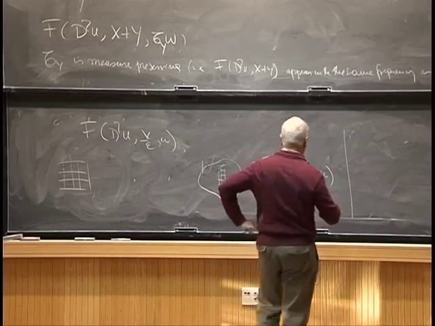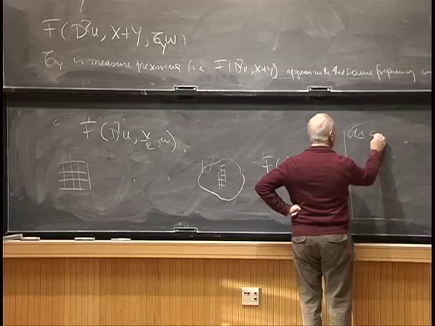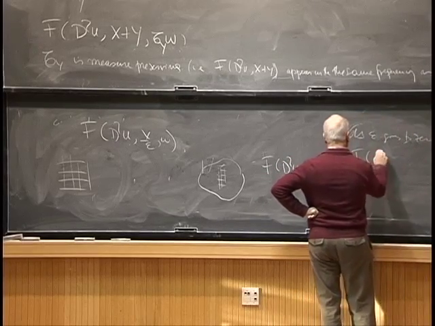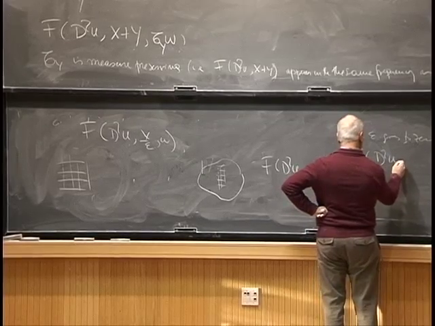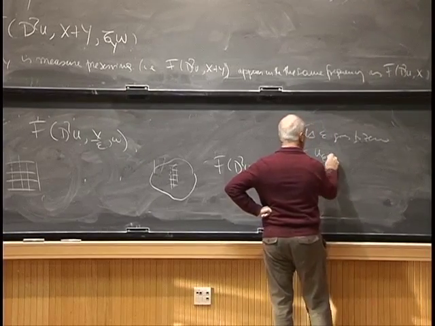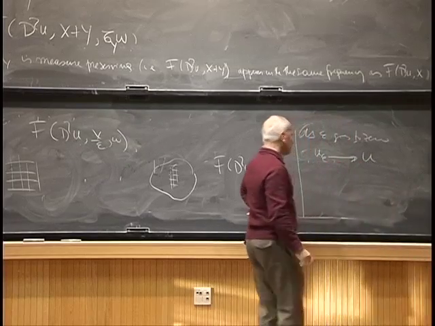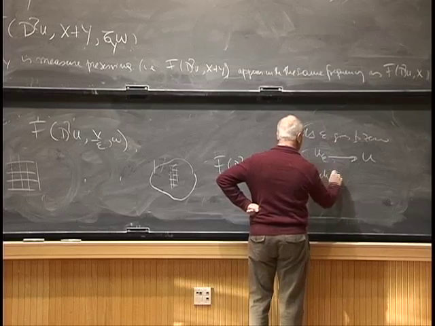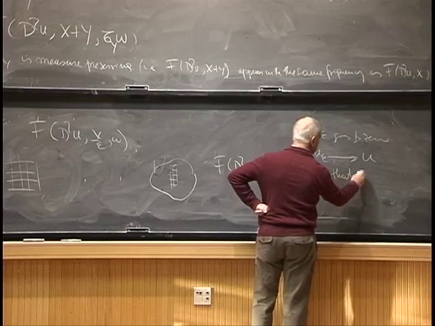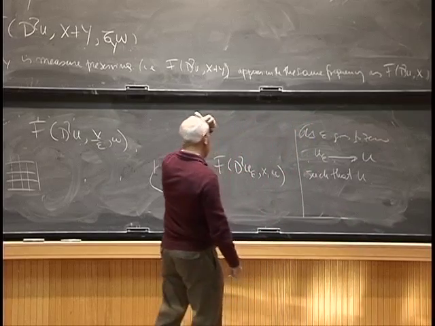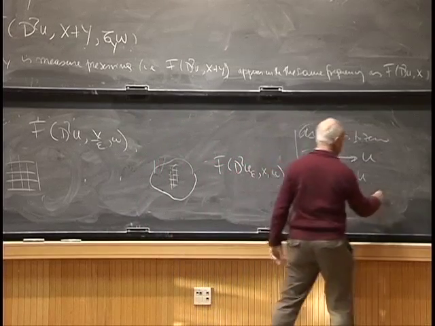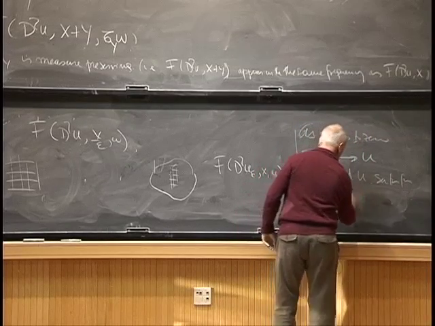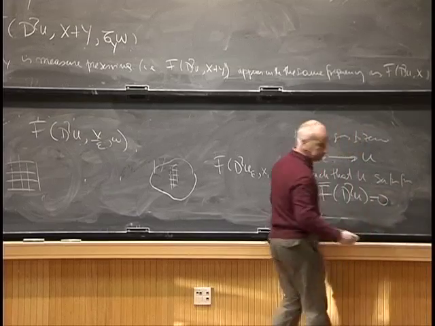So we want to see that as epsilon goes to 0, u epsilon converges to a u such that u satisfies a fully nonlinear equation.